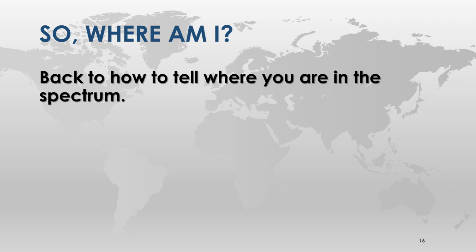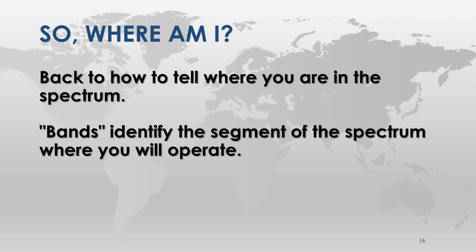So where am I? Back to how to tell where you are in the spectrum. Bands identify the segment of the spectrum. Everybody's got a band plan there. It tells you all the different frequencies that amateurs have. Well, most of all of them. All the ones that we use a lot. There's more of them at the higher frequencies that we do have the ability to use.